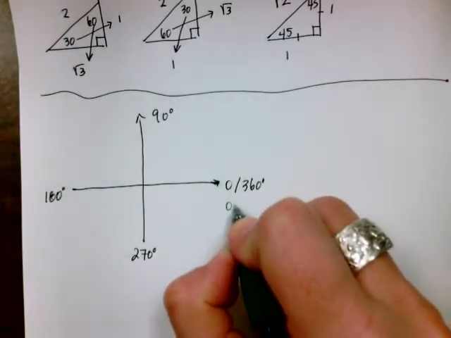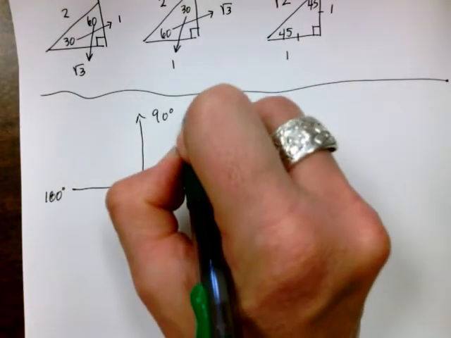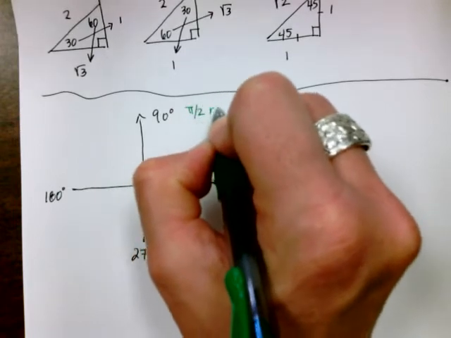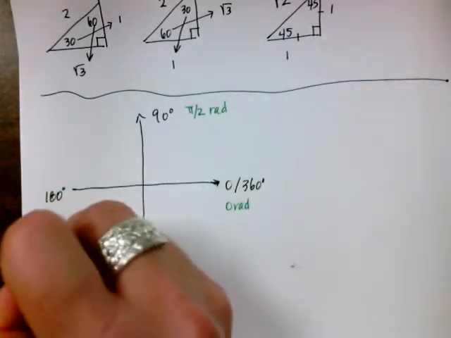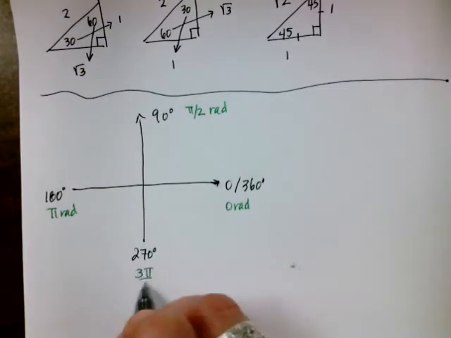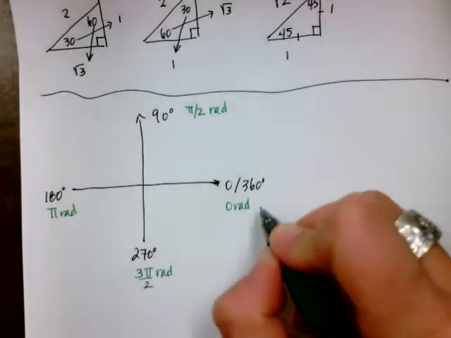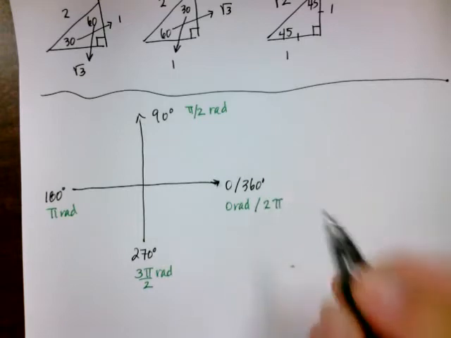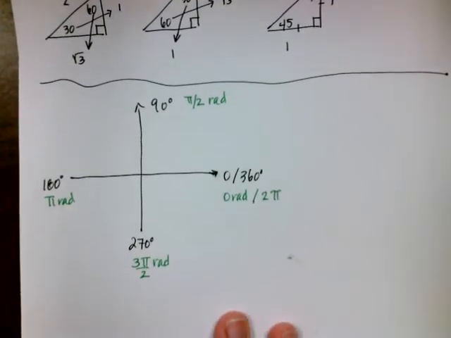This is 0 radians, okay? This is pi over 2 radians. This is pi radians. This is 3 pi over 2. And then all the way back around is 2 pi, okay? You will have to memorize those values.